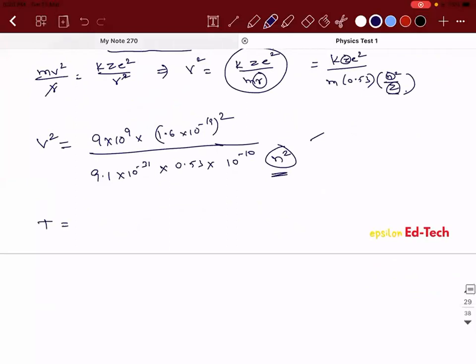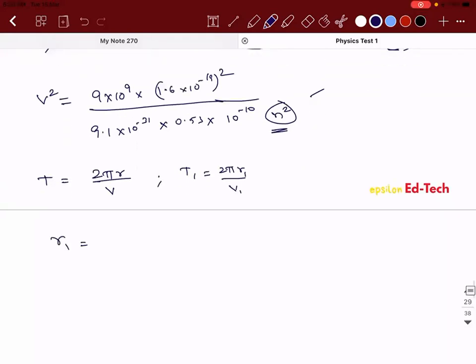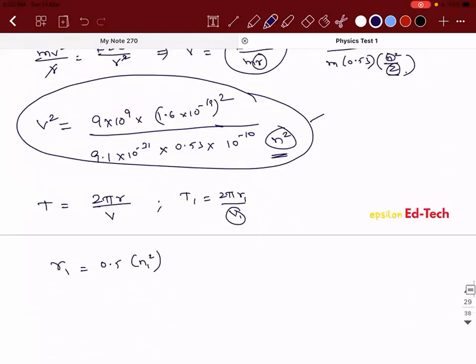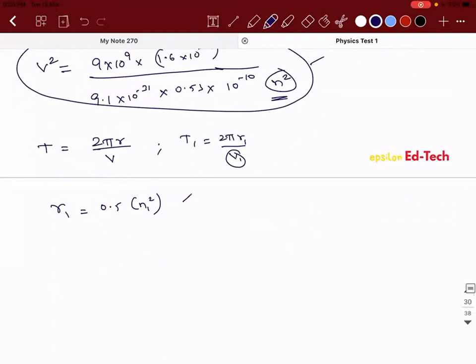So what is the time period? Time period is equal to distance divided by speed. So T1 will be equal to 2 pi R1 divided by V1. T2 will be 2 pi R2 divided by V2. And T3 will be 2 pi R3 divided by V3. So in the place of R1, you'll write 0.53 into n1 square. In the place of V1, whatever value you have derived, you'll put it there. Okay, you understood the problem?